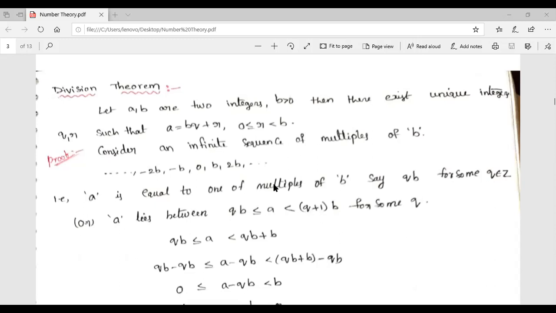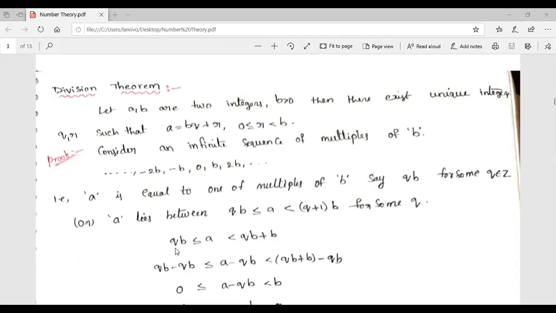By the divisibility condition, we take the statement a is equal to one of the multiples of b, say qb for some q belongs to Z. Here q is an element of the integer set. Or in another way, a lies between qb less than or equal to a less than qb plus b, for some q.